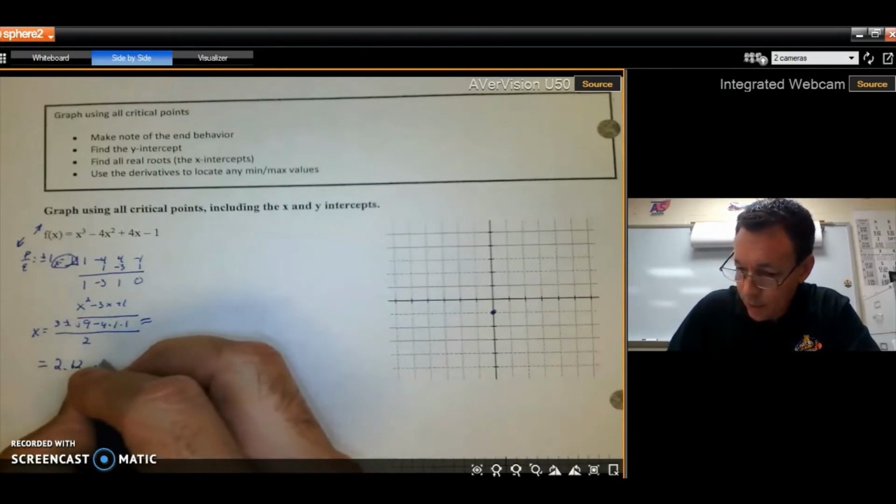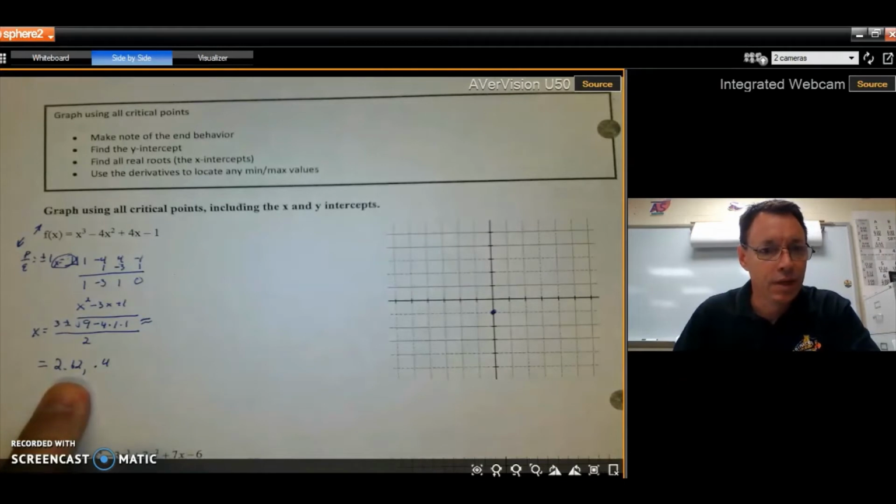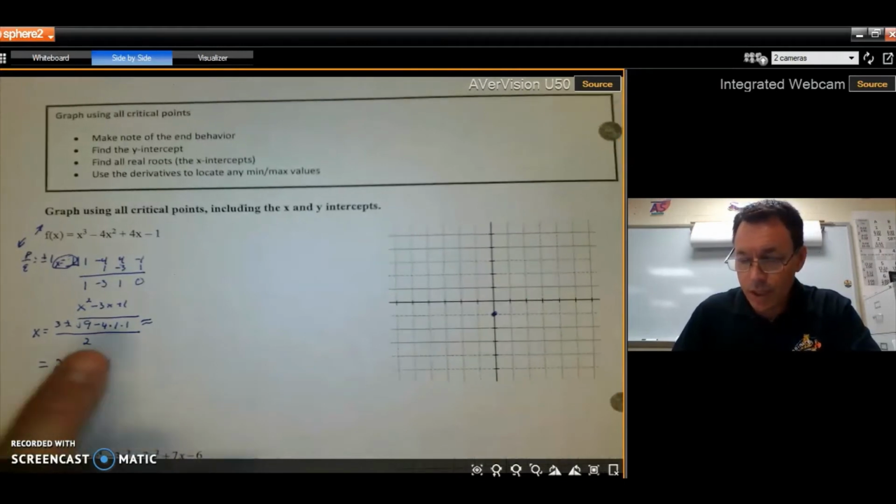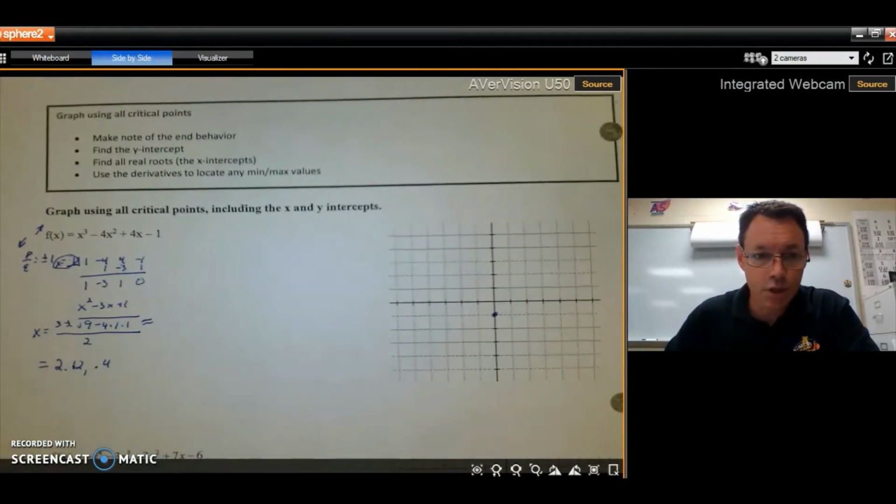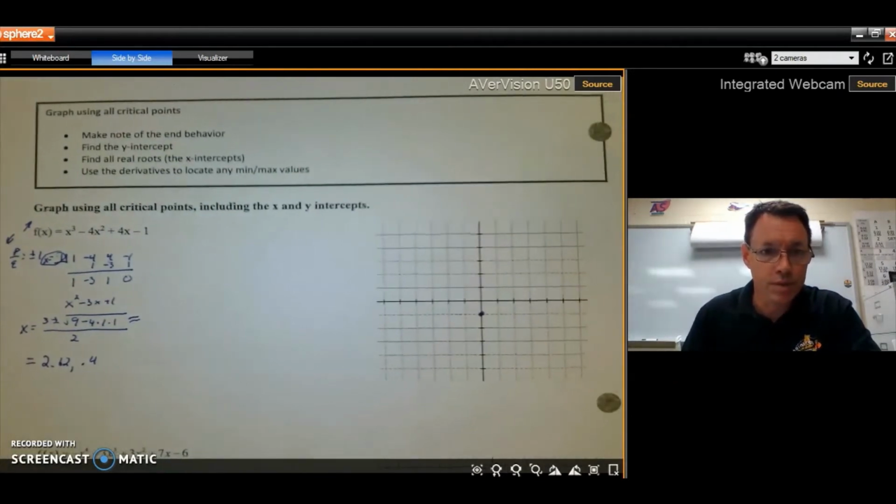2.62 and 0.4, or 2.6. That's fine. Okay, that's what you get when you plug that in your calculator. So make sure you practice that and make sure you're getting that answer because you're using parentheses correctly.